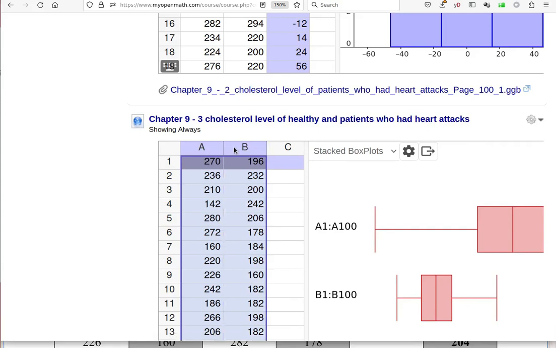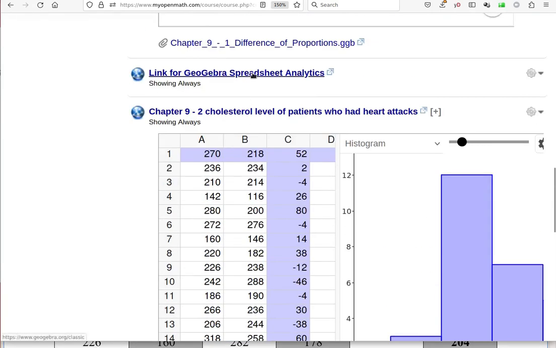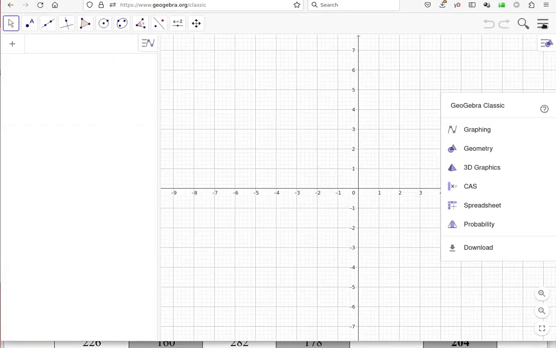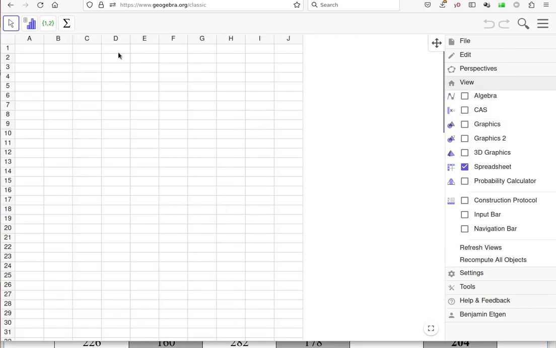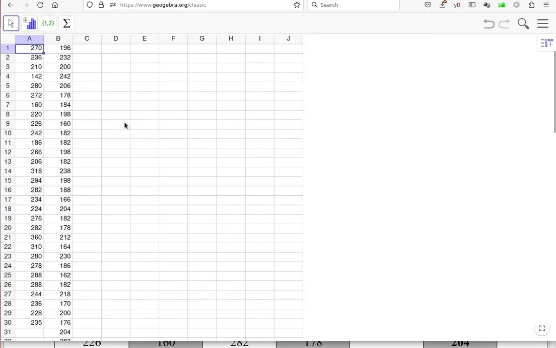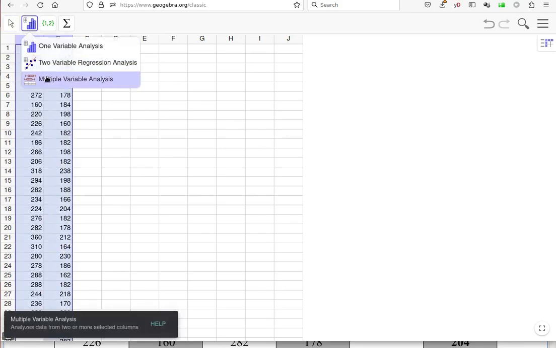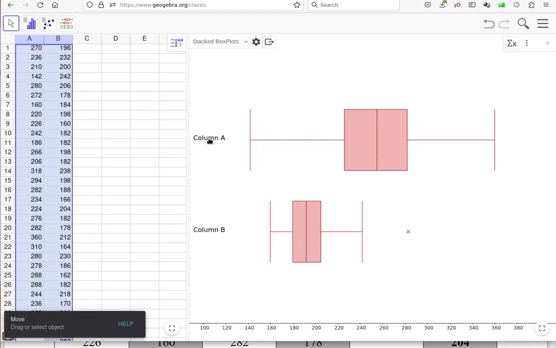Let's select that data. Let's open a GeoGebra spreadsheet. So we'll go into View, turn on Spreadsheets, turn off Graphic and Algebra, and let's paste that data in. Looks like it got all 30 of the first column and 32 of the second. So now we're going to select both, and we're going to ask for a multiple variable analysis.